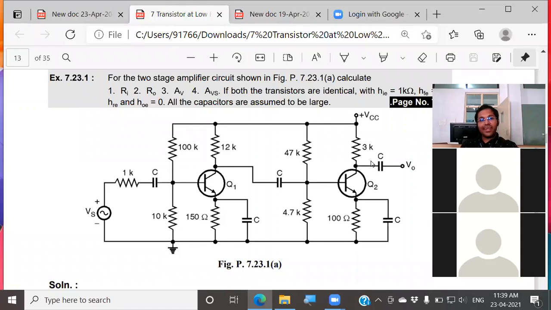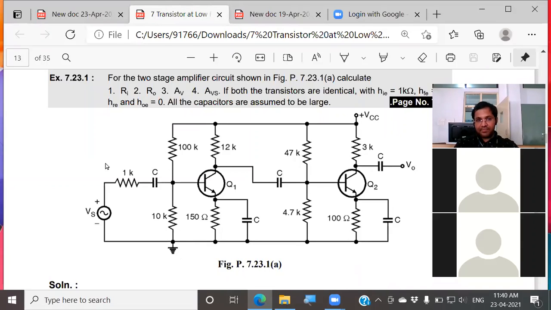In this problem, they did not mention the name, but whether they mention it or not, you should know the names. So why the name? Two transistors, two stages, and between the two stages the coupling is due to R and C. So, two-stage RC coupled amplifier. Whatever we are analyzing now is for a two-stage RC coupled amplifier.